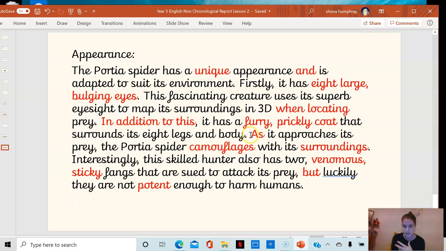I also started with a subordinate clause, so as it approaches the prey, the Portia spider camouflages. I've added expanded noun phrases in at the beginning of my sentences, and I have managed to also include additional expanded noun phrases with my vocabulary. So your challenge now is I'd like you to go back and I would like you to complete that first paragraph that you are going to write. And then tomorrow we're going to practice editing and improving it. Good luck.